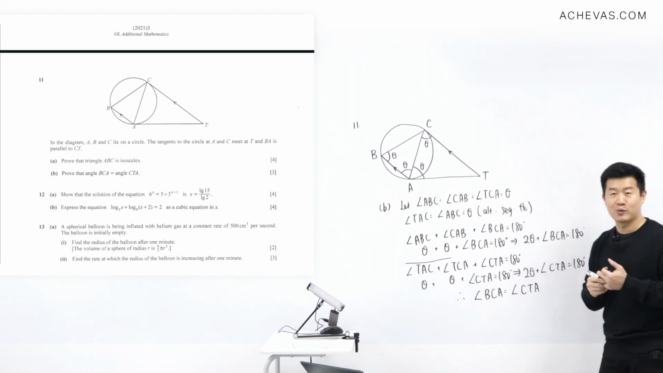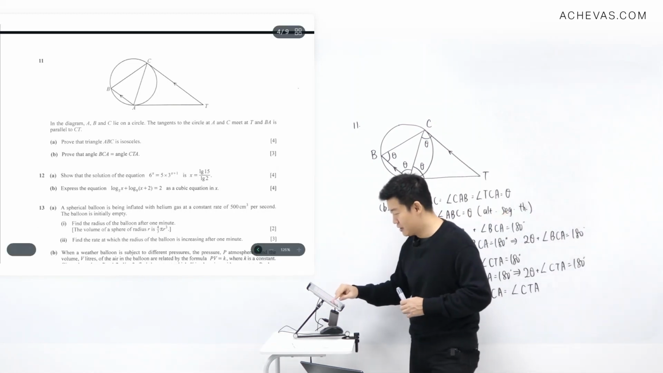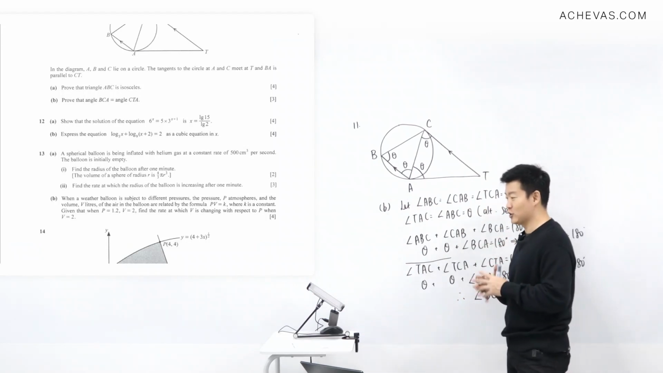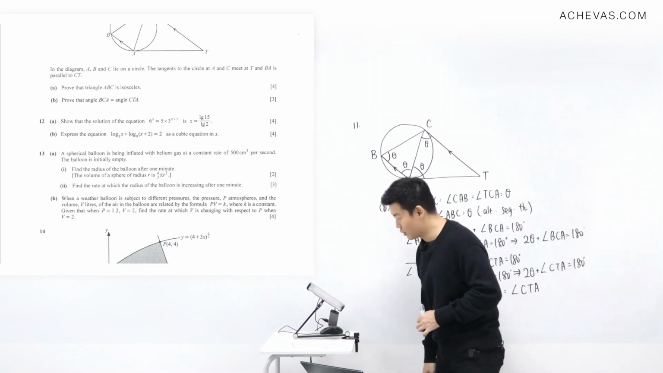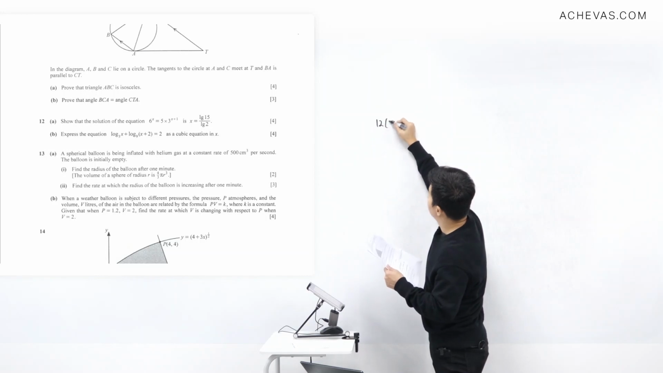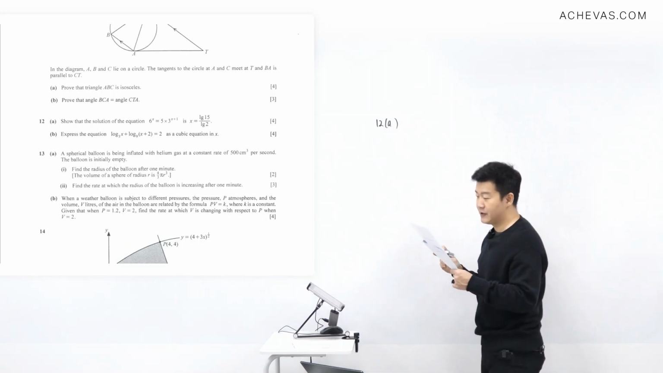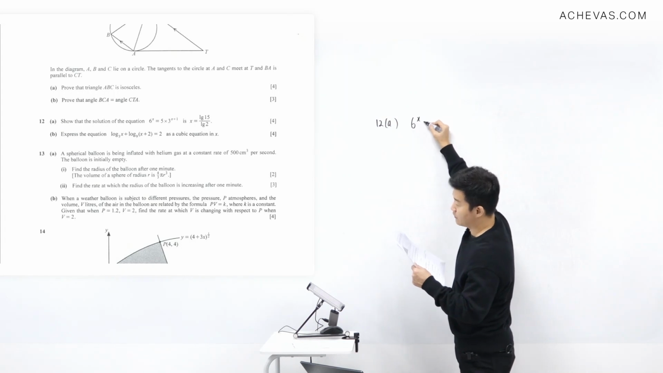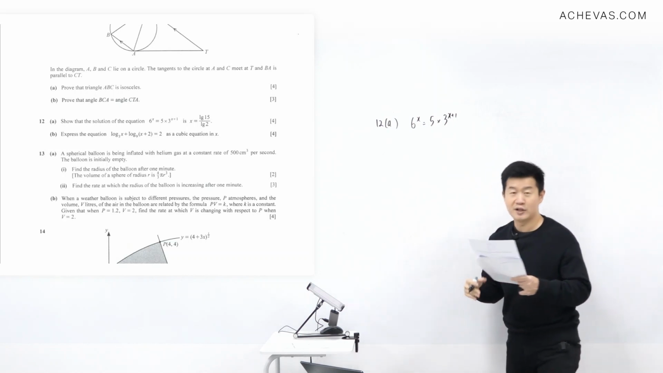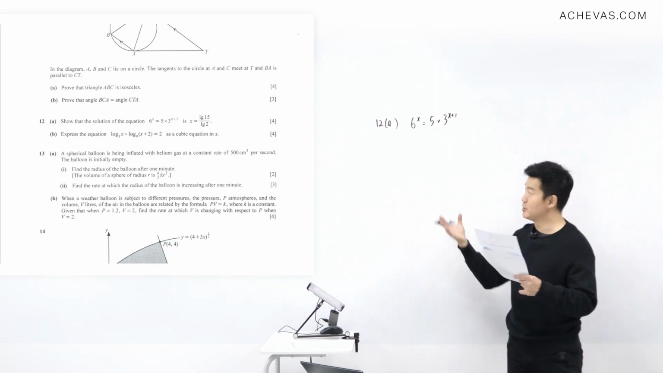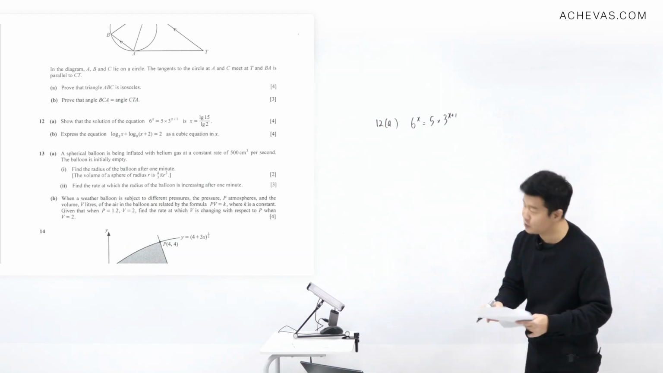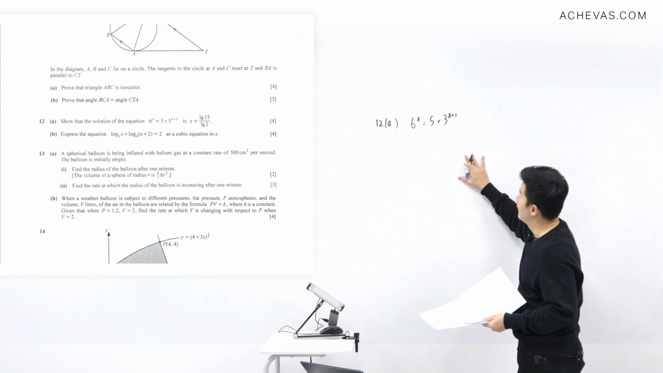We can move on. Let's take a look at question number 12. Question number 12 here, it is this question that is going to be testing us on exponential. It is going to be testing us on logarithmic. Let's take a look. So in this question number 12, part A, we are given that 6 to the power of x is equal to 5 times 3 to the power of x plus 1. We're actually supposed to solve for x, and x is supposed to be equal to log of 15 divided by log of 2.